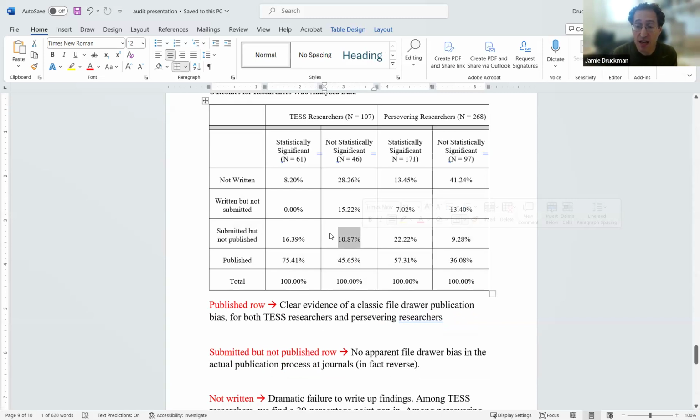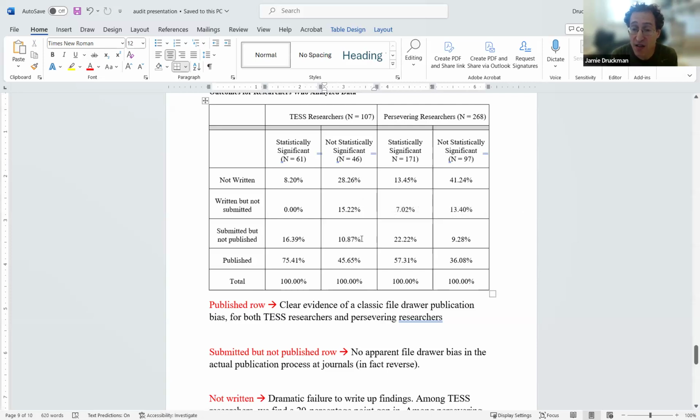And we find similar dynamics in the persevering researchers. So what this suggests is that at the point of submission, not only is there no clear bias that the journals themselves have any kind of preference for statistically significant results, but if anything, they actually seem to have a slight preference for insignificant results.